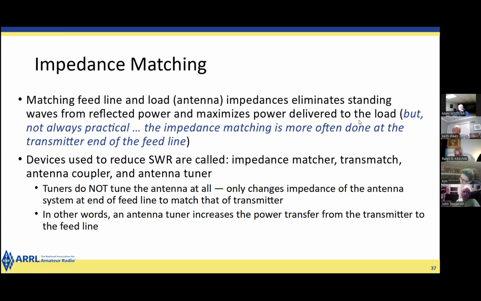The devices that we use to reduce the SWR are called impedance matchers, transmatches, antenna couplers, and antenna tuners. But they are not really tuners. They don't tune the antenna. They only change the impedance of the antenna at the end of the feed line to match the transmitter. In other words, an antenna tuner increases the power transfer from the transmitter to the feed line.